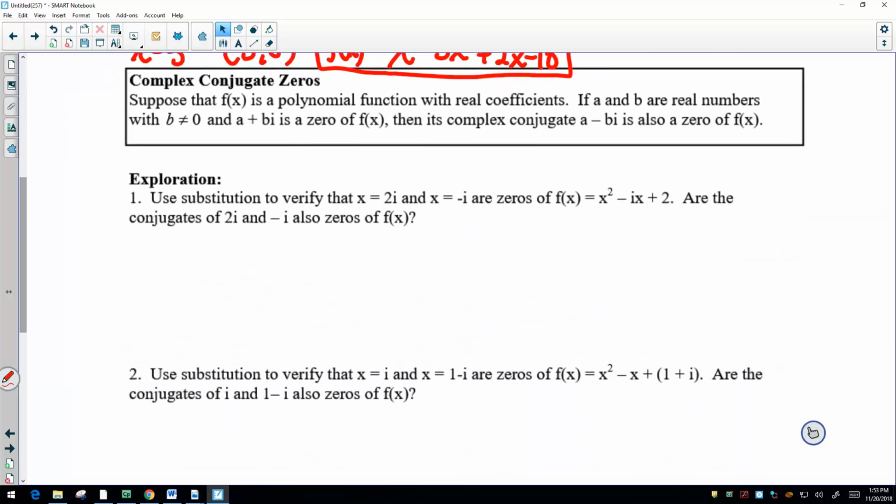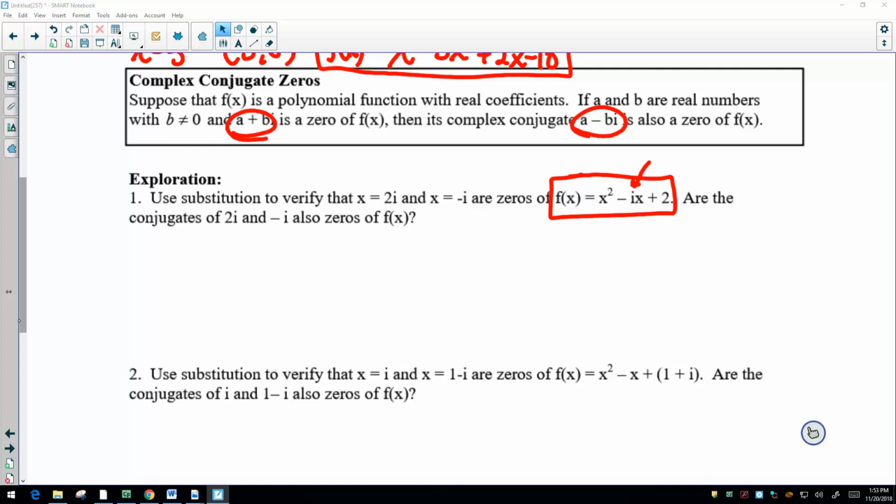So if we have a polynomial function with real coefficients, and a plus bi is a zero, its complex conjugate, a minus bi, is also a zero. Okay, so we are going to check out what happens. It says we're going to use substitution to verify that 2i and negative i are zeros of this function. And it says, are the conjugates also zeros? One thing I want you to keep in mind with this function is notice we have a complex coefficient, different from most of the other functions.